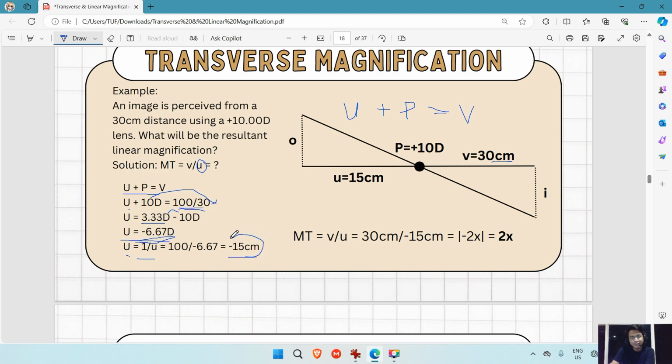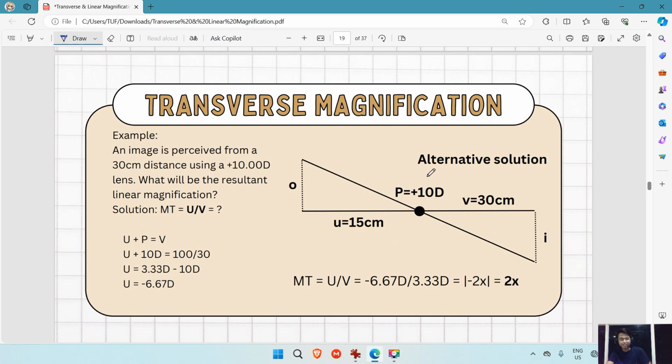So we can interpret the negative sign of our answer because the u here, or the object here, is placed in front of our lens. So that is its distance. But in the practical world, we take the absolute value. So MT is equal to V over U. Where does the 30 come from? This. Where does the U come from? This also. So the answer is negative. That just depicts that the object is in front. And then our final answer would be the absolute value, which is 2 times. Okay?